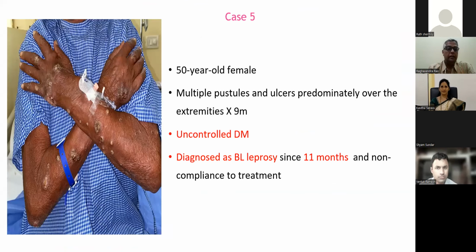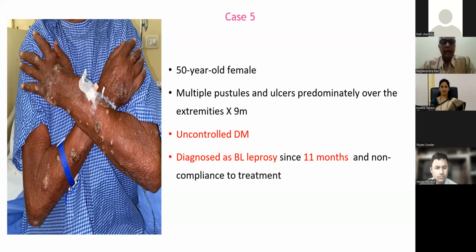My next case is case 5, a 50-year-old female, who presented to us with multiple pustules over the extremities, and she also had leg ulcers. She was a known case of diabetes mellitus, and when we checked her sugars, they were very high. She had sugars in the range of 300 or 400 PPBS. So she had uncontrolled diabetes.